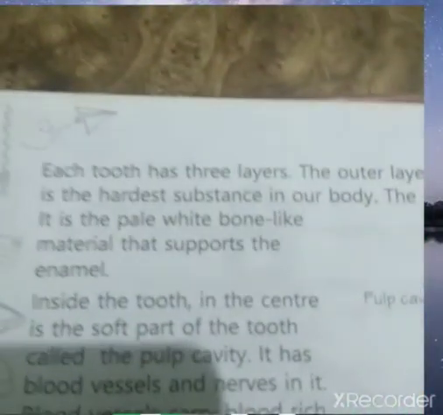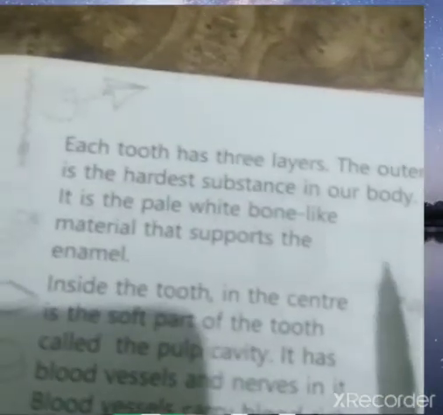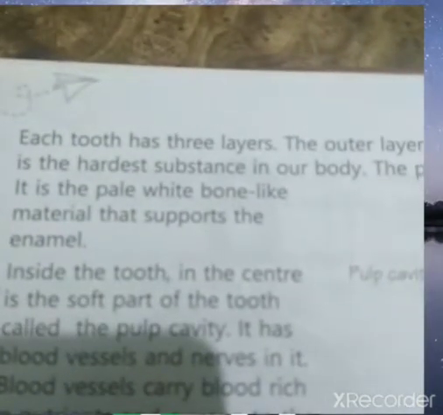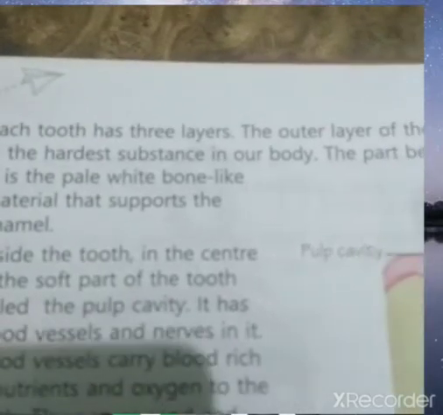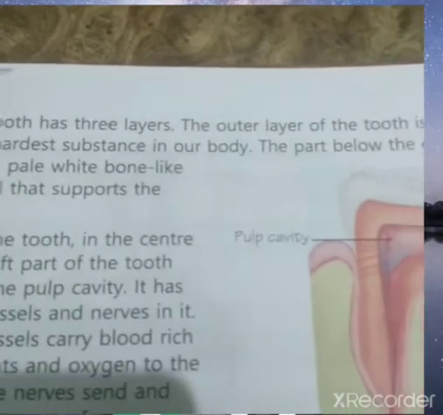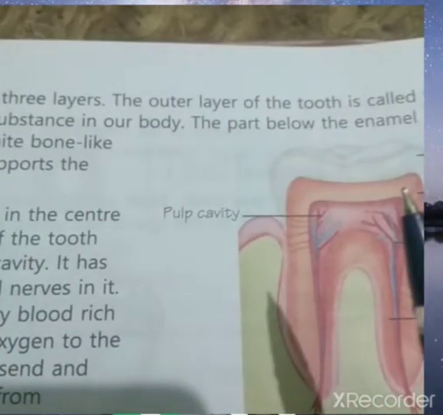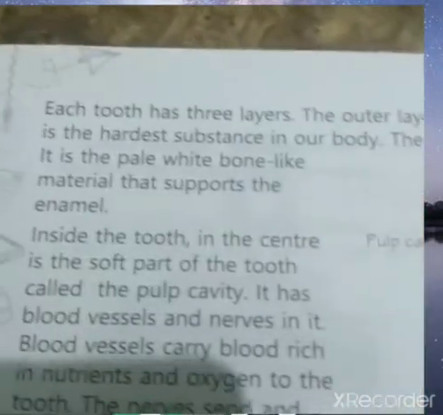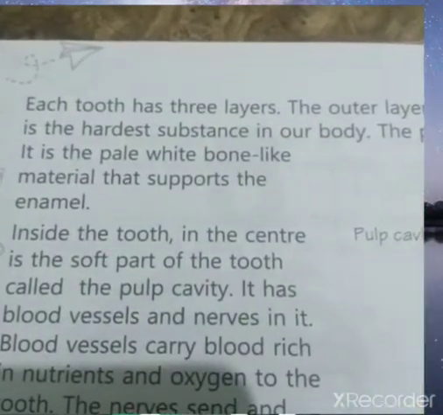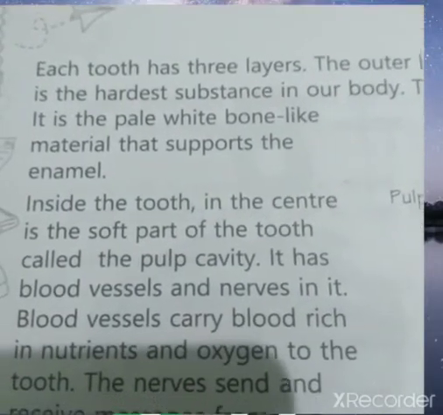So each tooth has three layers. The outer layer of the tooth is called the enamel. It is the hardest substance in our body. The part below the enamel is the pale white bone-like material that supports the enamel.